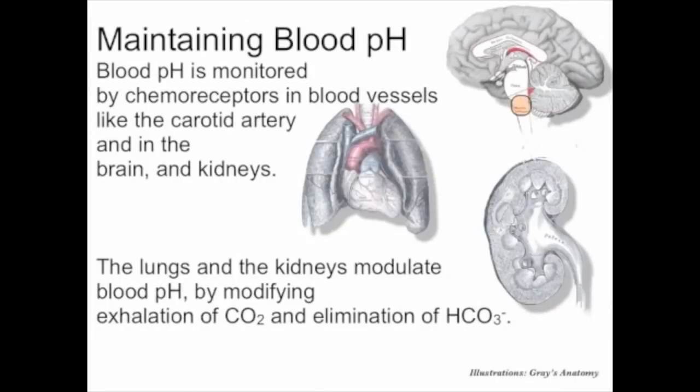It is very important to maintain blood pH within a specific range between 7.35 and 7.45, and so blood pH is monitored by chemoreceptors that are found in blood vessels like the carotid artery and in organs like the brain and in the kidneys. These signals are sent to the lungs and to the kidneys to help modulate blood pH by modifying the exhalation of carbon dioxide and by modulating the elimination of bicarbonate in the urine.